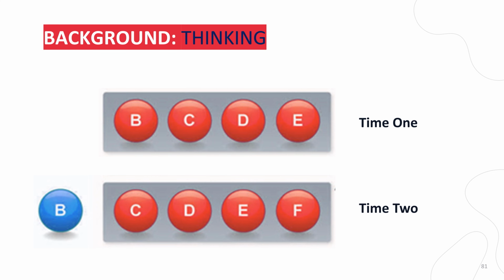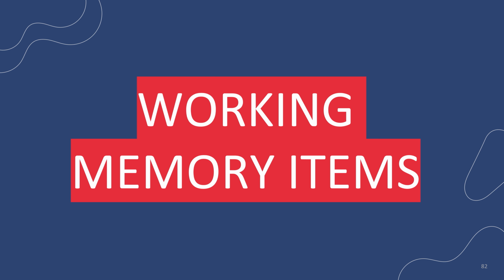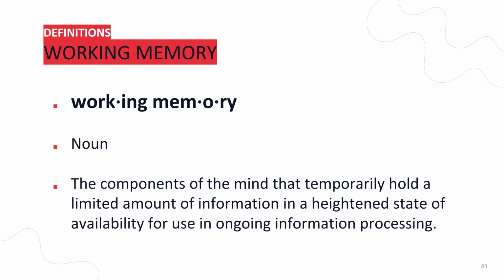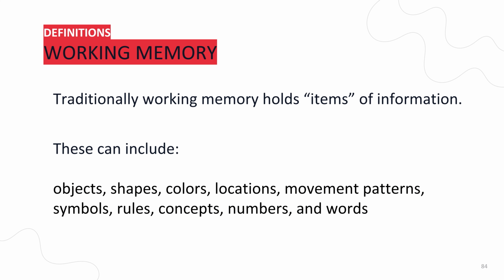How about those gray rectangles that the active items lay within? Well, they represent a limited capacity store that cognitive neuroscientists refer to as working memory. So let's define working memory. It's a noun, and it's the components of the mind that temporarily hold a limited amount of information in a heightened state of availability for use in ongoing information processing. Traditionally, working memory holds items of information. These can include objects, shapes, colors, locations, movement patterns, symbols, rules, concepts, numbers, and words.